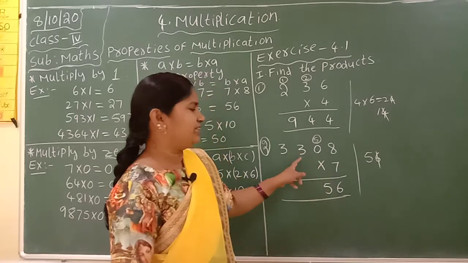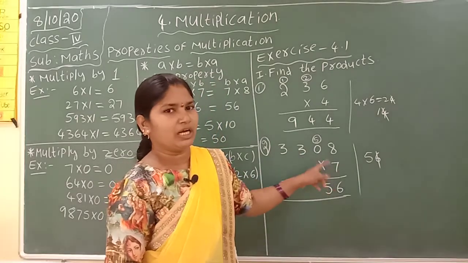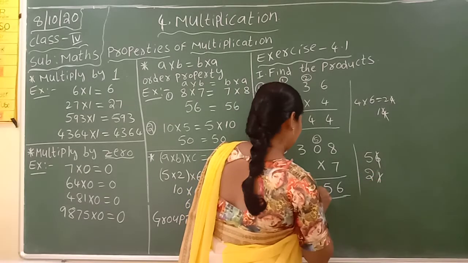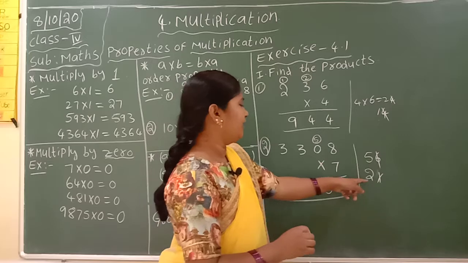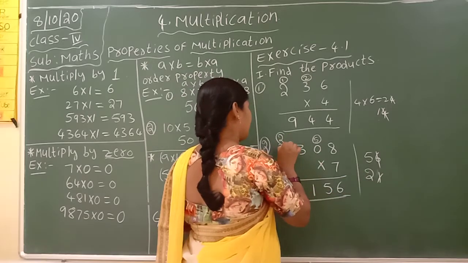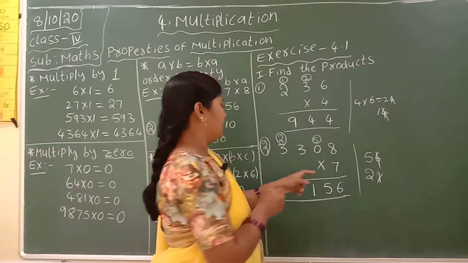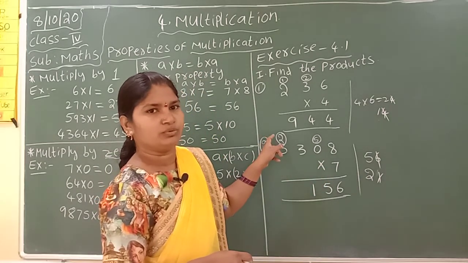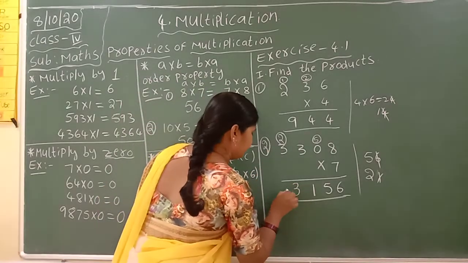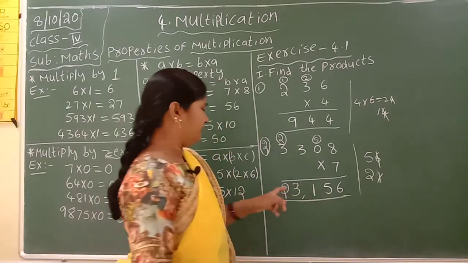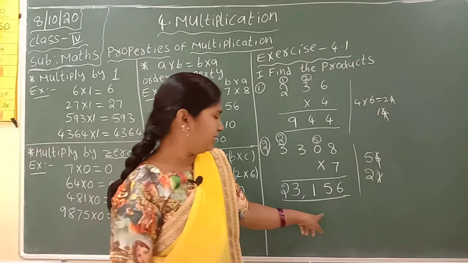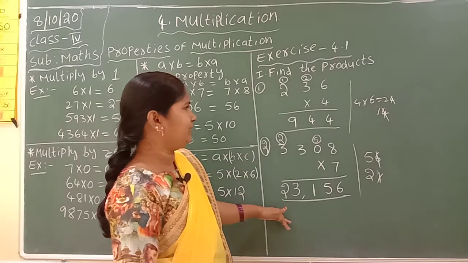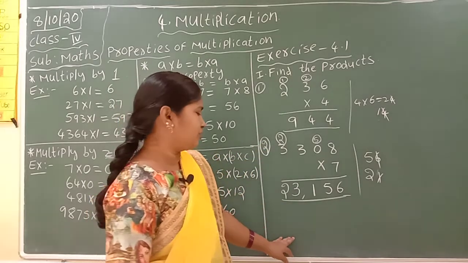Next, 7 threes or 3 sevens. How much? 21. 21, 1 cut and write here in the hundreds place answer. 2, write down in the next place, regrouping. Okay. Next again 7 threes are 21. 21 plus 2, 23. So our answer is 23,156. Okay children, like this you have to finish the given problems in your textbook.